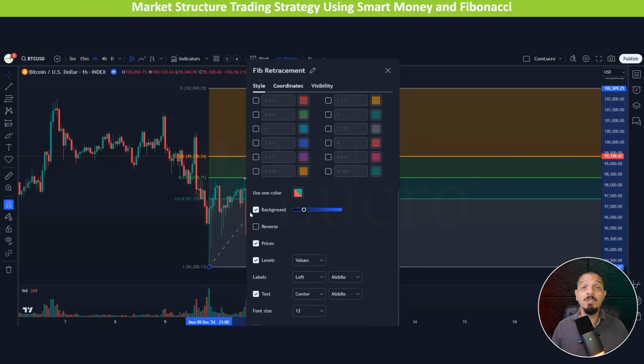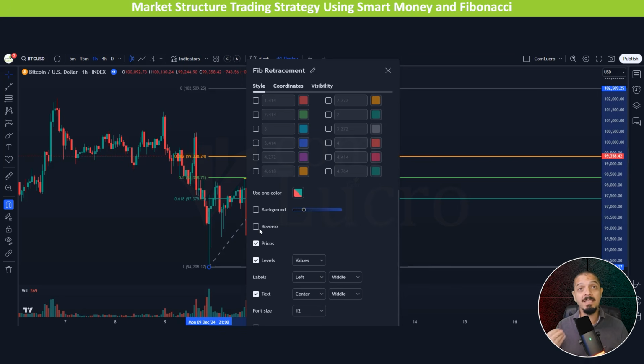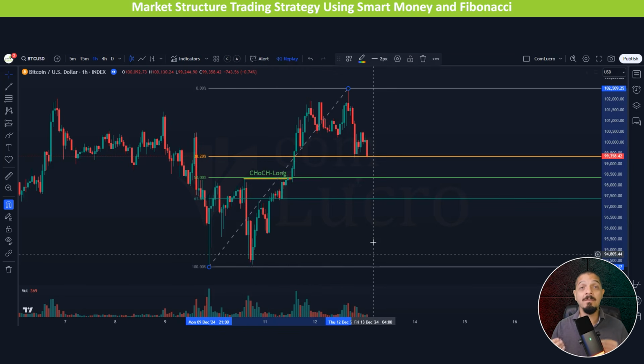Turn off the background shading to declutter the chart and disable the display of price values to maintain focus. Lastly, make sure the levels are displayed as percentages by selecting percent under the level section. This setup simplifies your chart, emphasizing the most critical areas for retracement analysis.